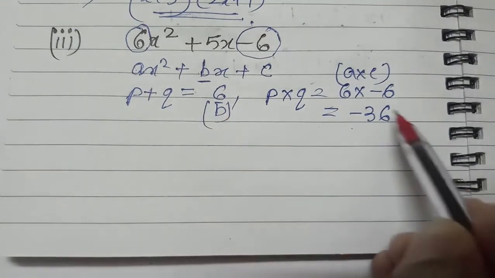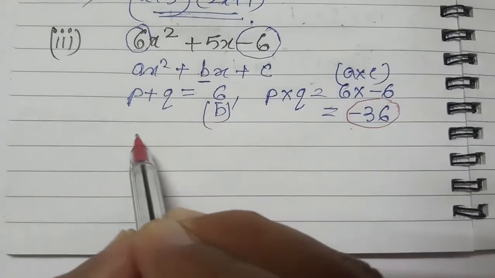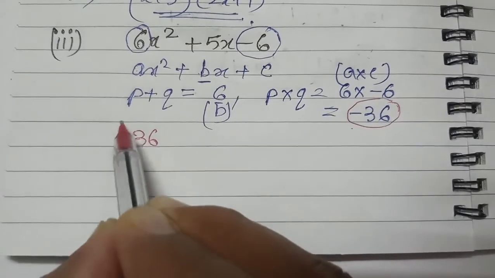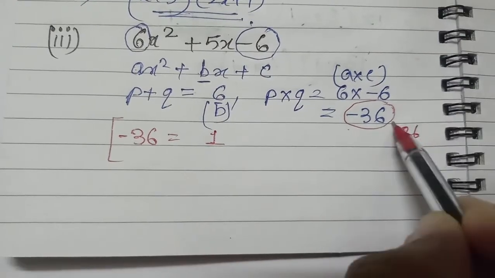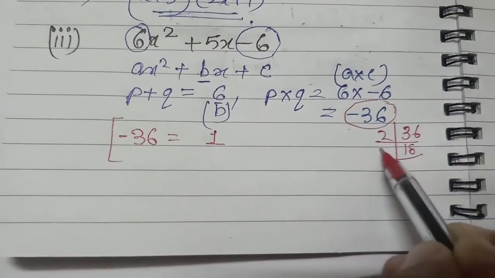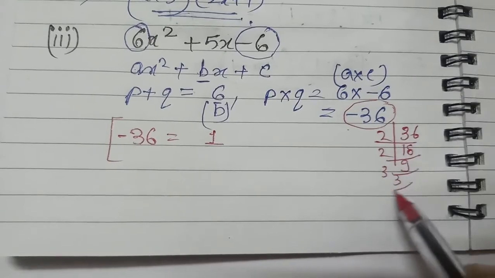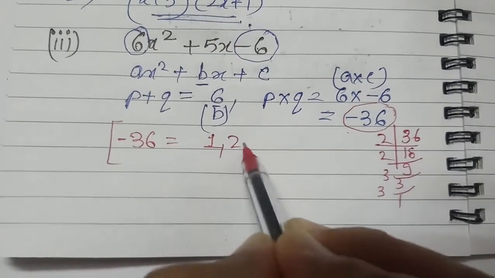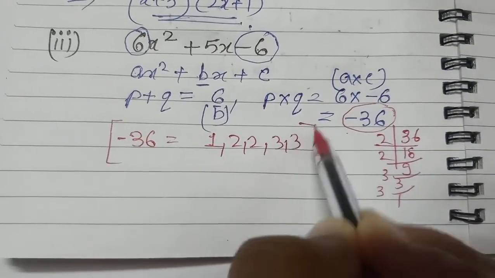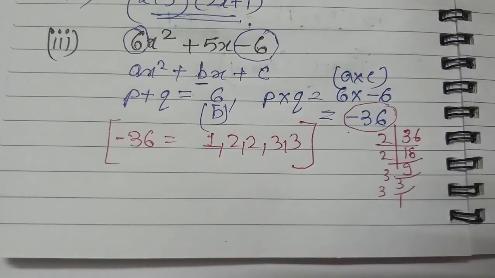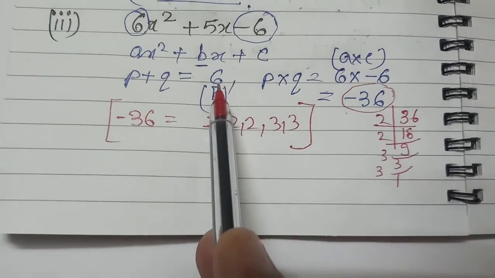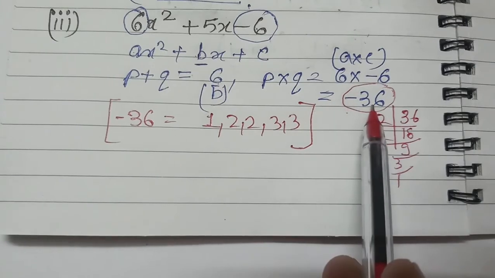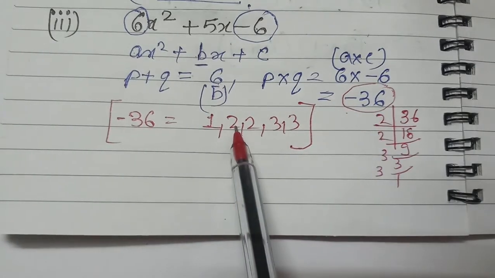Now we are going to take the factors of 36. Always take the factors of the product, 36, and we need minus 36. So factors of 36 are 1, 2, 18, 2, 9, 3, 3 and 3, 1. These are the factors. Now out of these numbers we have to choose two numbers such that both conditions meet: on adding 5, and on multiplying minus 36.